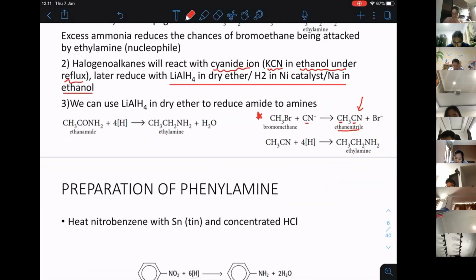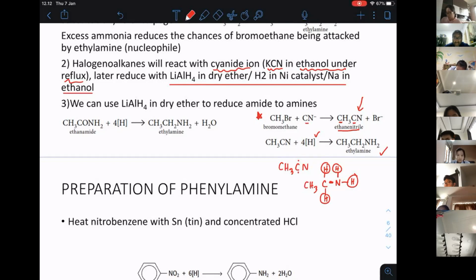If you have CH3CN, what we will do is reduce it: CH3, we add two hydrogen here, so you have CH2, and then we have nitrogen. Nitrogen has a total of 3 bonding, so 1 bonding is already there, so another hydrogen, another hydrogen. So there are a total of 4 hydrogen being added, and they will give you this amine. So I can change nitrile into amine by using the reduction method. And how do we reduce? There are 3 ways to reduce this.